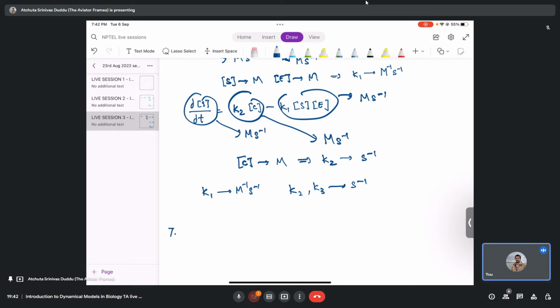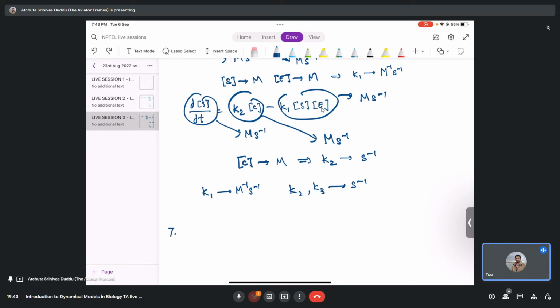So the seventh question says, for the following enzymatic reaction, K1 equal to 1 unit, K2 equal to 0.1 unit, K3 equal to 0.4 units. If E equal 1 unit, C equal to 2 units, and S equal to 100 units, calculate the rate of product formation. Consider the Michaelis-Menten kinetics key assumptions applied to this reaction. Okay, so it says that Michaelis-Menten theory can be applied.